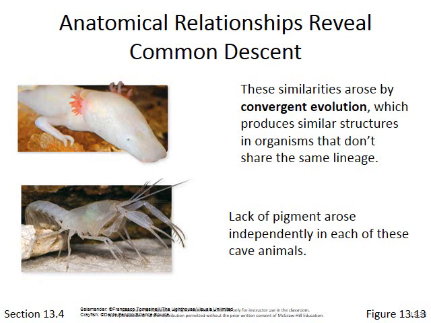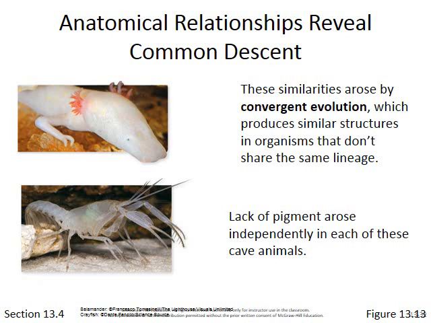So analogous structures may come forth through similar environmental pressures. In the case here, we're looking at the loss of pigment in salamanders and the loss of pigment in crawfish that live in deep caves. So in caves, there is no light. They lose their eyesight over time. They lose their pigment over time.